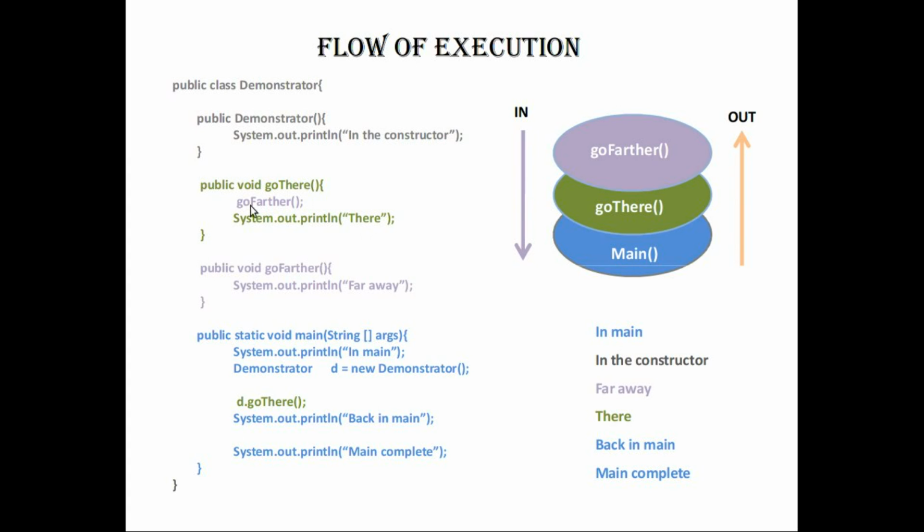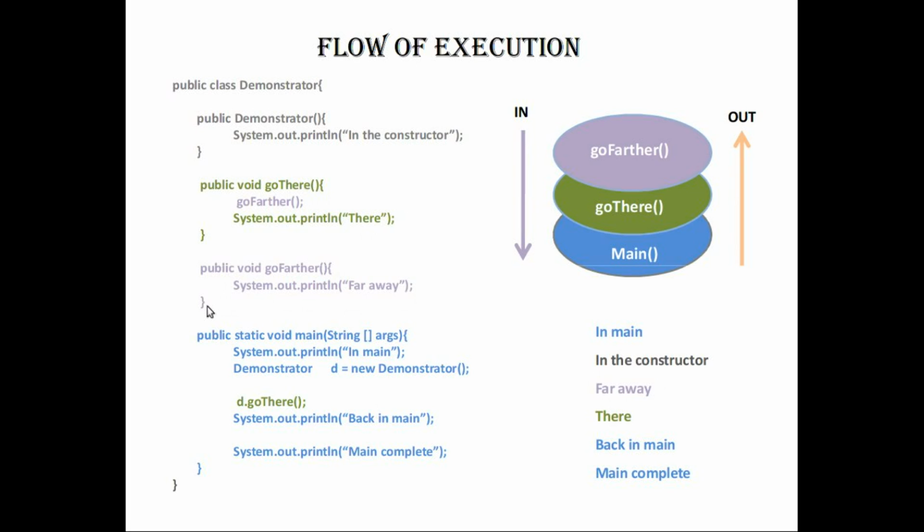So what happens? goFurther starts executing. From here, goThere is calling goFurther, so it's directing execution to goFurther. So at this point our code jumps into the goFurther method, and the body of goFurther starts executing. And what happens here? It hits this line, System.out.println, and it prints "far away" on the console, and then it continues execution sequentially until it meets the closing curly brace for goFurther.